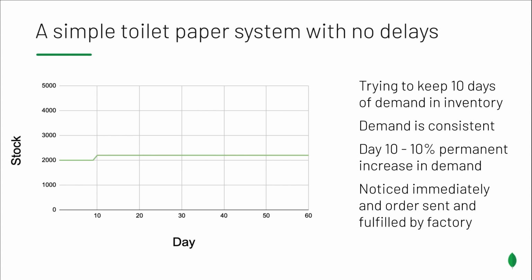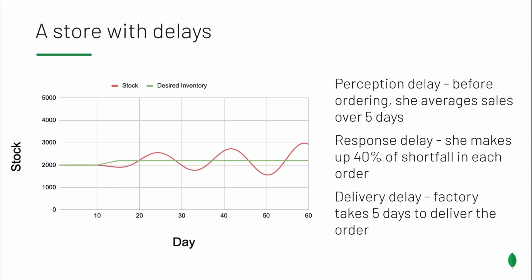So the store manager, she's trying to keep 10 days of demand in inventory. The demand is consistent, and then on day 10, there's a 10% permanent increase in demand. In this idealized system, she notices this immediately, sends an order to the factory, and the factory increases its deliveries. So let's take a look at a system with a number of delays.